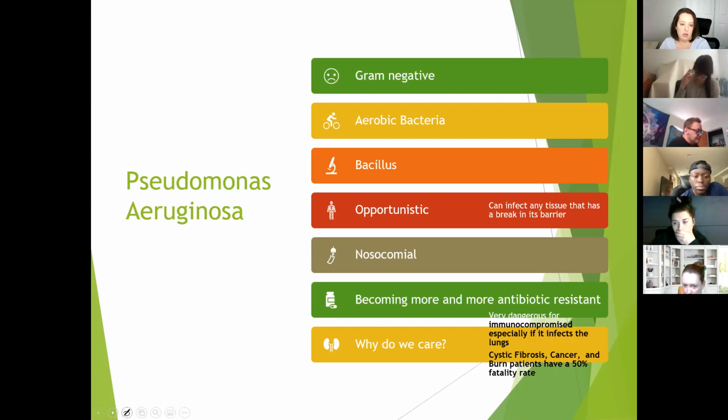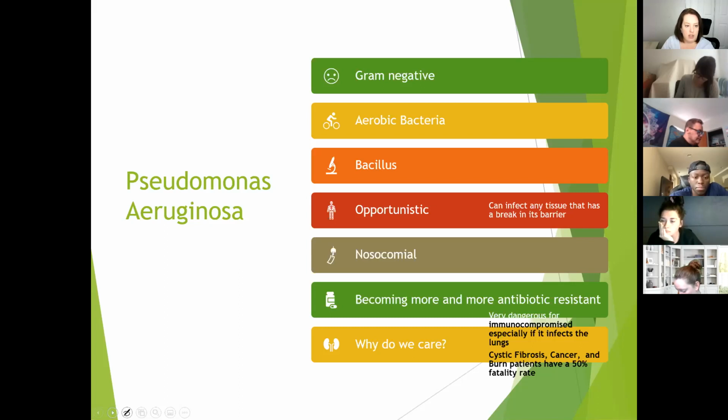If they came into the hospital with a pneumonia and it came back as Pseudomonas, it would be considered community acquired. So Pseudomonas is a big nosocomial infection that we worry about, but it can also be acquired in the community. It's becoming more and more antibiotic resistant, which is very scary. Pseudomonas is a common infection that we'll see with our CF patients.